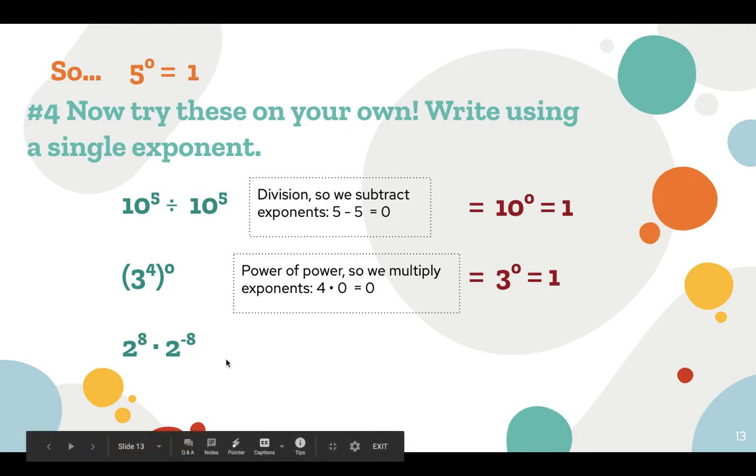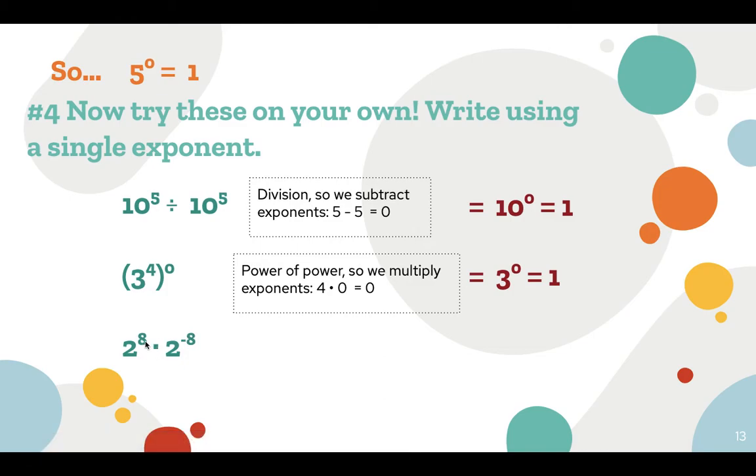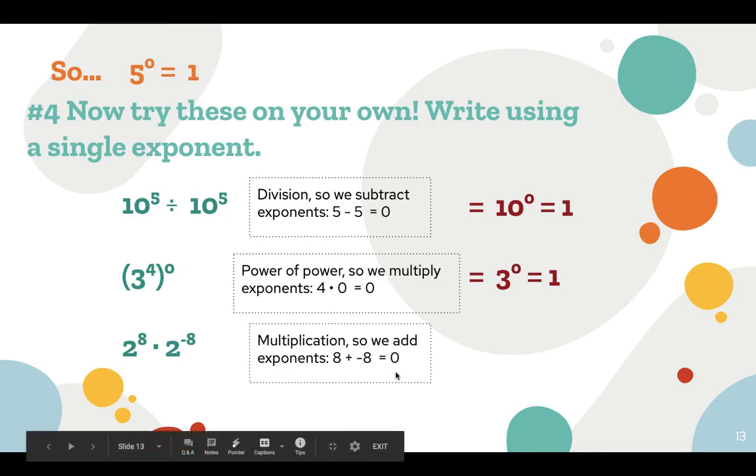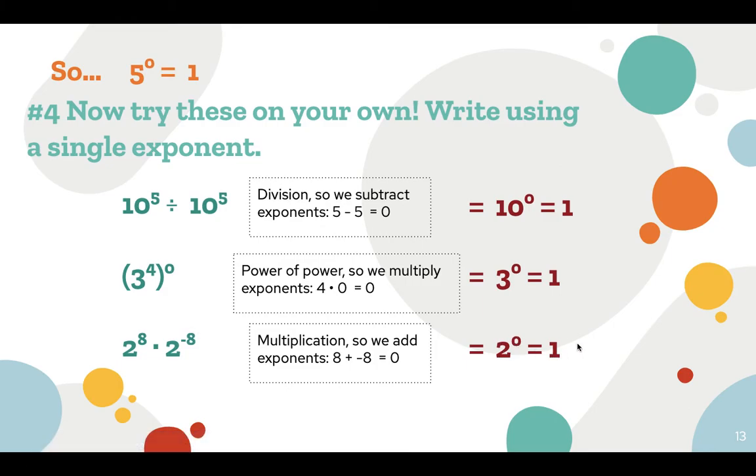And when we're doing our last one, we're going to be adding our exponents, being that we're multiplying here. So add our exponents. 8 plus negative 8 is 0. So our answer is going to be 2 to the 0 power, which we can reduce further to be 1. Anything to the 0 power is 1.